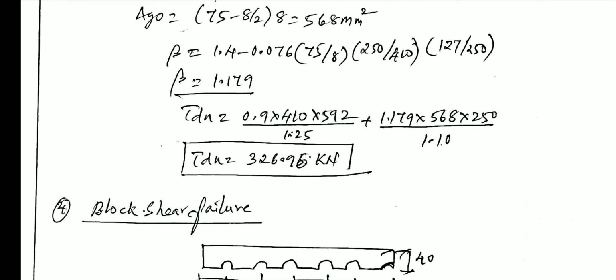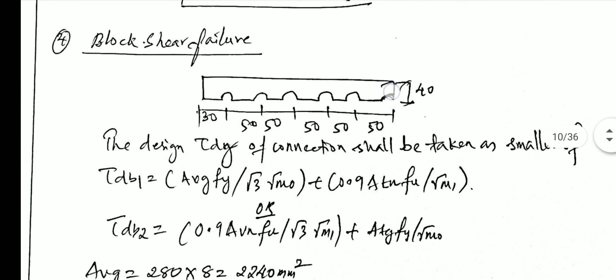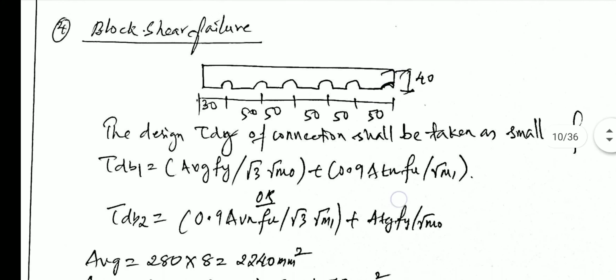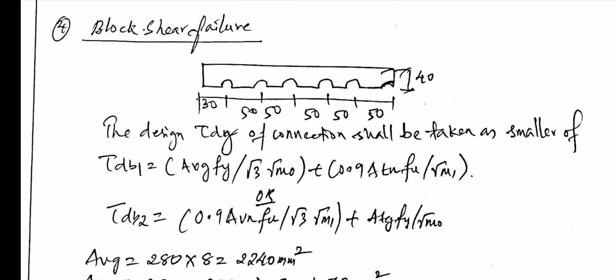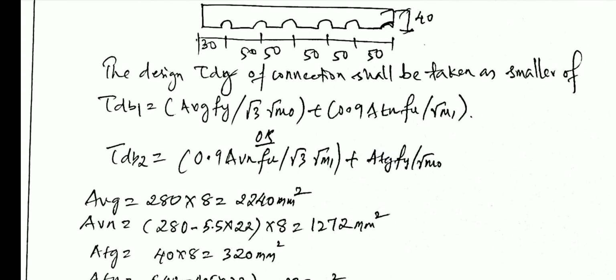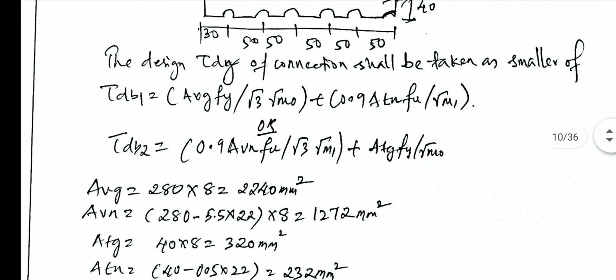Now you have to calculate block shear. When you calculate block shear, you have to know this diagram. I already explained this, because in last classes we also solved this problem. I already explained it in the video, just see the video. Again I repeat, Avg. Totally what happened: 5 into 50 is 250, plus edge distance is 30, so 280, into thickness, which is 8 mm.